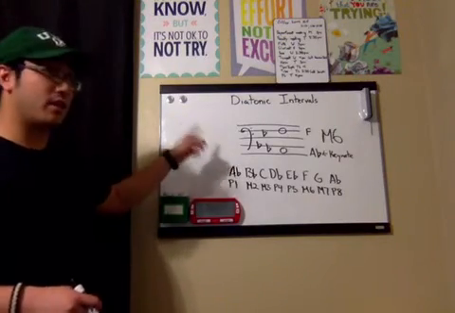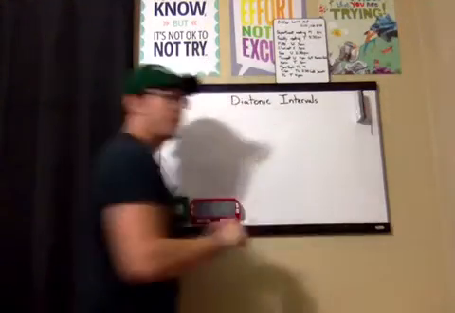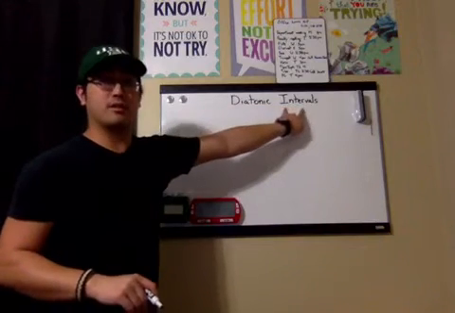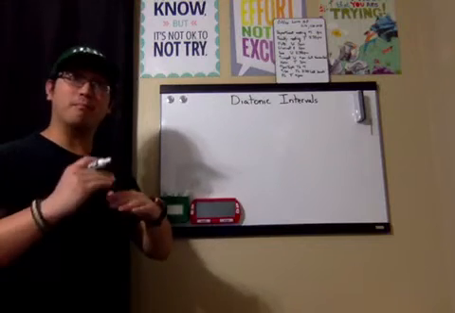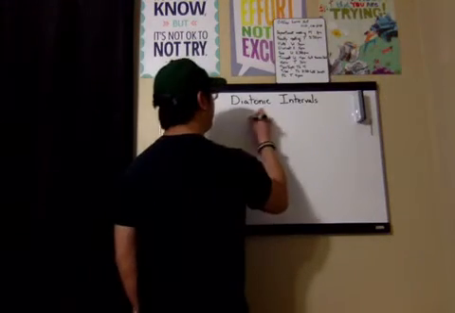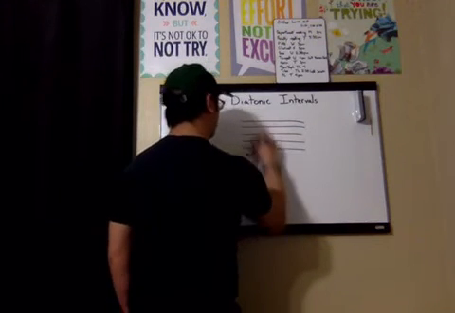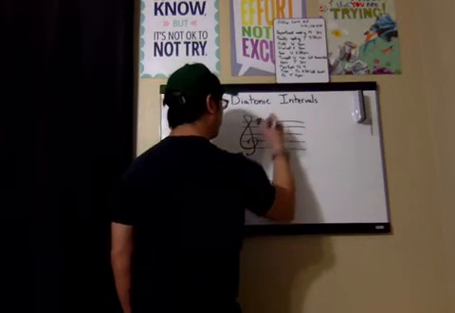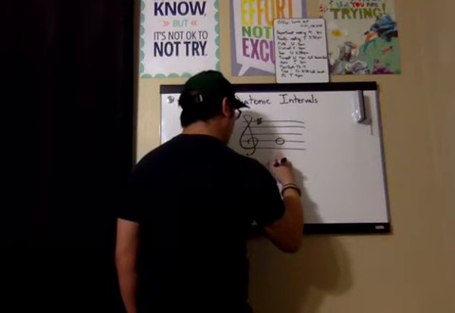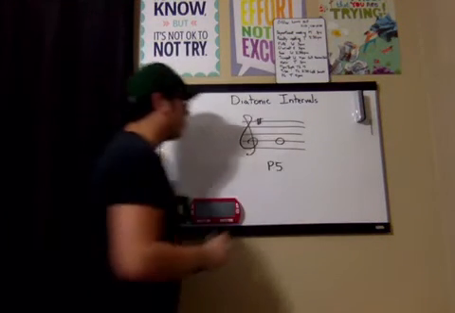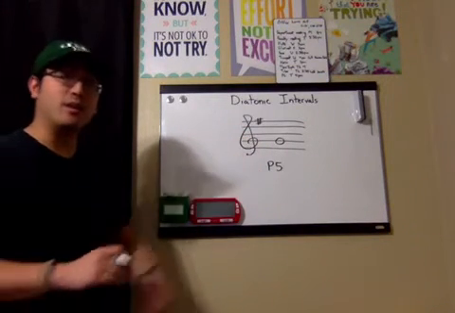Choir, your homework is slightly different. You are still working with diatonic intervals, but they will not be asking you to identify them. You will be building them. Your homework will look like this. They will give you a note, and they will ask for an interval above that note.